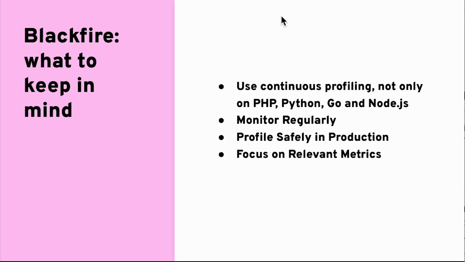So what to keep in mind when using Blackfire? Use it to regularly monitor your application performance over time. You can safely profile in production as it has minimum impact and limits profiling to essential users. Focus on relevant metrics. Analyze metrics like memory, CPU usage, and SQL queries, and use the call graph and timeline to pinpoint the bottlenecks.